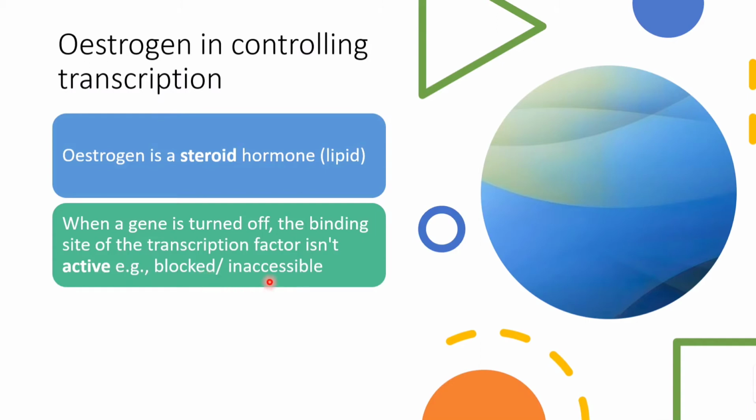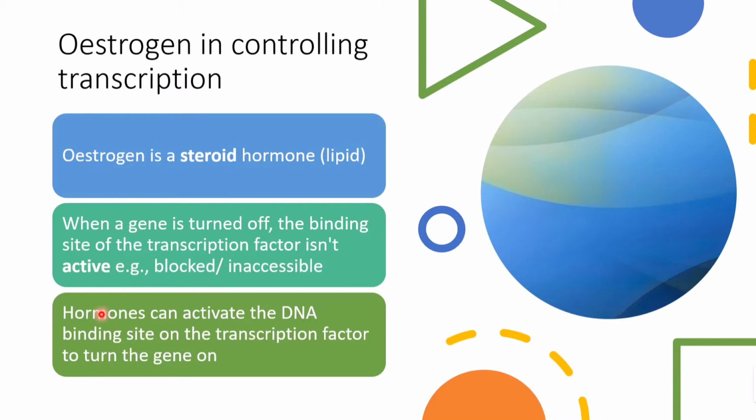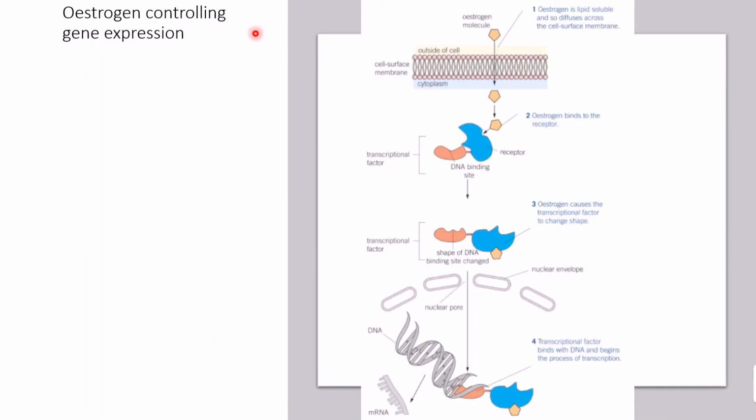So this could be that our binding site on our transcription factor, so the DNA binding site, is curled in, so it's not accessible to be able to bind to our promoter region, so it's inactive. And our hormones can activate these DNA binding sites on transcription factors. And this allows hormones to be able to turn genes on. So now we're going to have a look at how estrogen controls gene expression in this way.